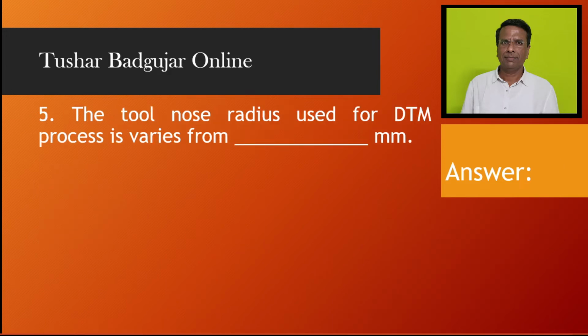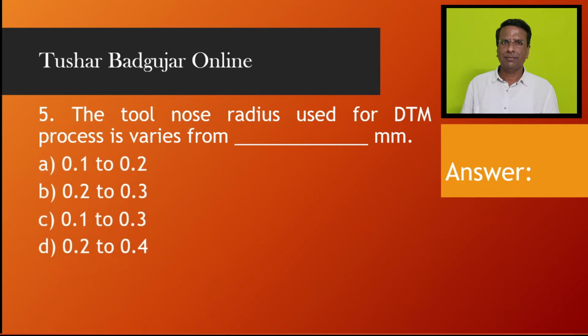The tool nose radius used for DTM process varies from dash dash mm: 0.1 to 0.2, 0.2 to 0.3, 0.1 to 0.3, 0.2 to 0.4. The answer for this is D, 0.2 to 0.4 mm.